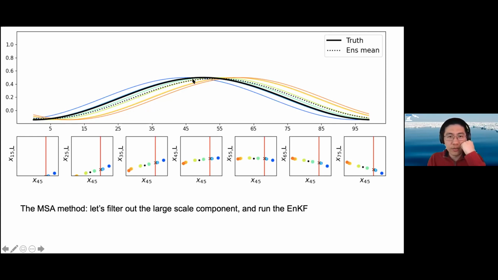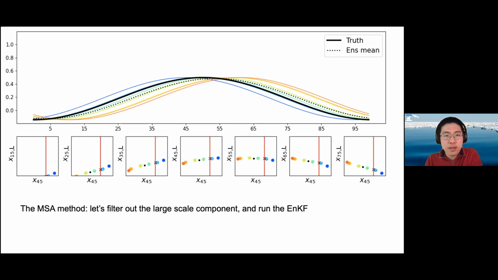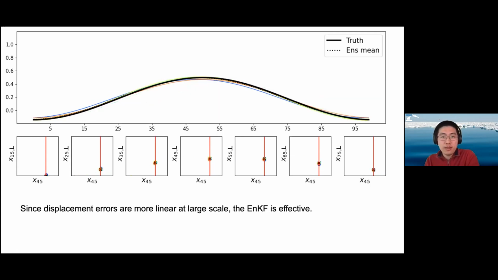This is a prior field of the original distribution, original field. We're basically smoothing the spatial field to get the large scale component. I believe from the naked eye, you can see that it's easier to update by the ensemble Kalman filter because things are more Gaussian. And indeed, if we run the EnKF, we see there's less of a nonlinearity going on at the large scale.